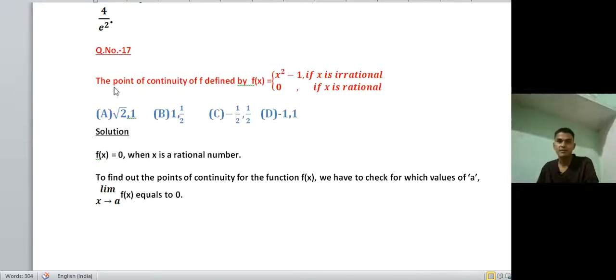So we can say the points of continuity of f are minus 1 and 1.